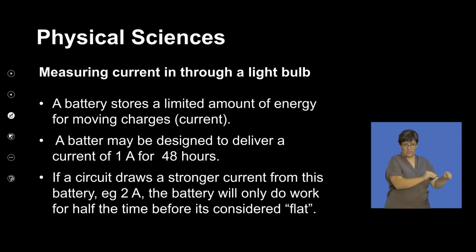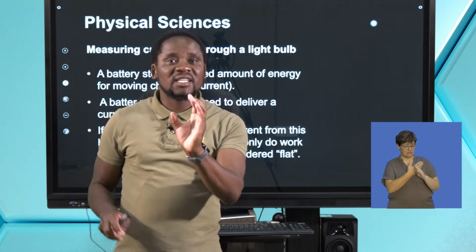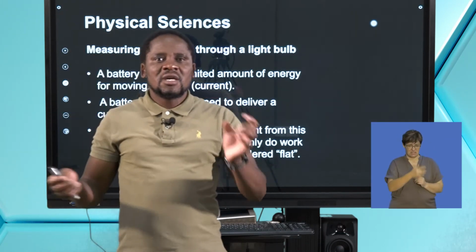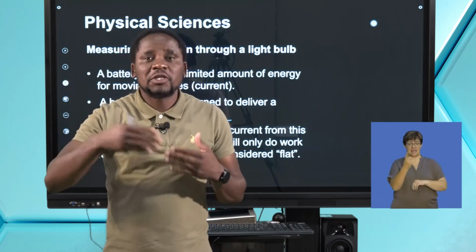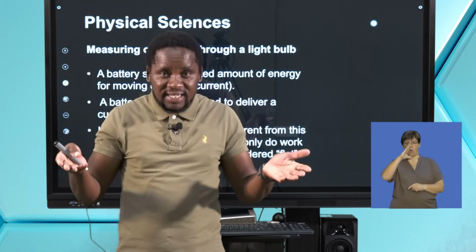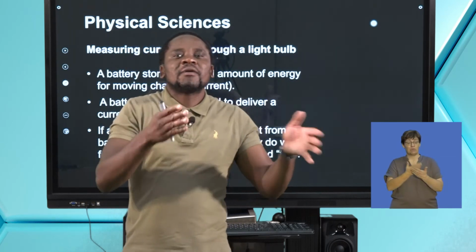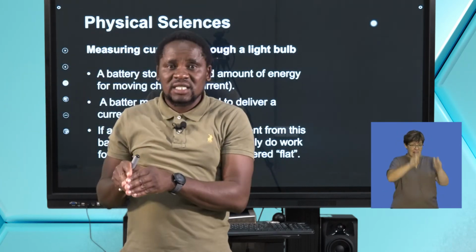Very, very important. A battery may be designed to deliver, let's say, a current of 1 ampere for 48 hours. So we are going back to the point that the amount of current will also be determined by the resistance of the components that are connected in a circuit. Say, for argument's sake, we've got a simple battery that delivers a current of 1 ampere for a period of 48 hours before we consider the battery to be flat. So the moment the battery is flat, what are we saying? In other words, there is no more chemical potential energy to be transferred to the charges so that they can be electrical energy. That's what it simply means.